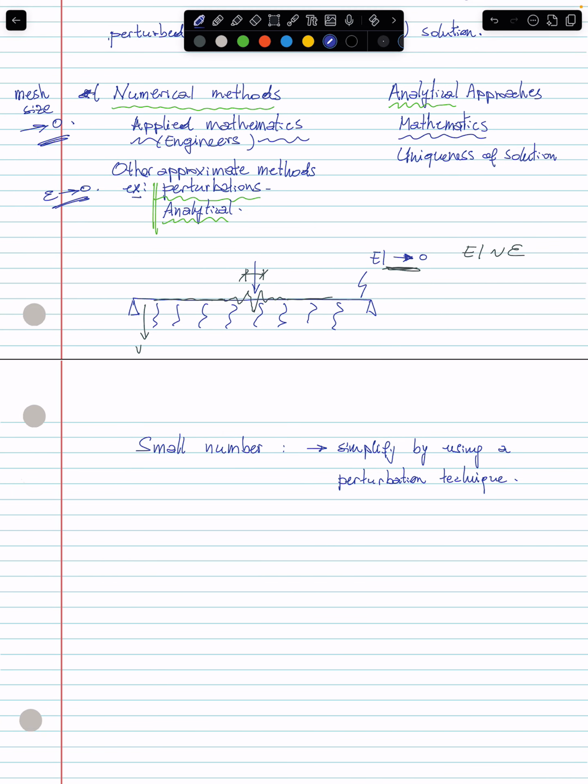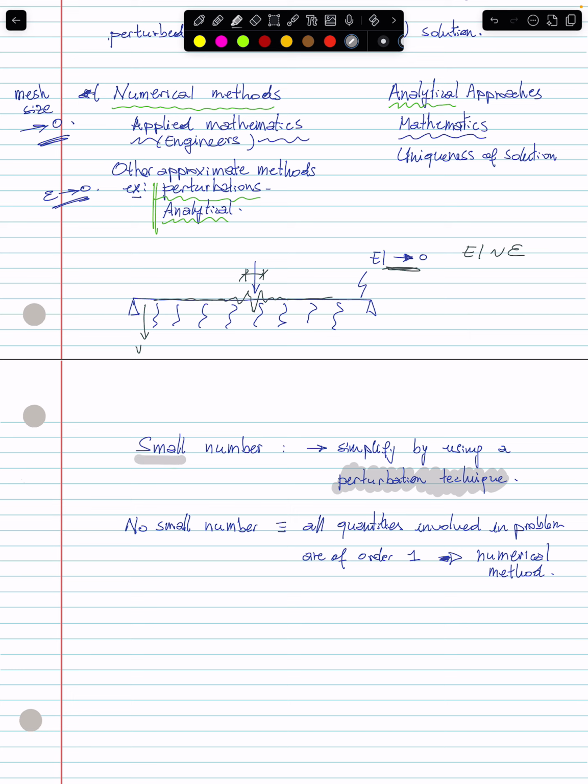On the opposite side, when there is no small number, or when all quantities involved in the problem are of order 1, then the problem is definitely well posed to be solved with a numerical technique. All right, so we see that we have two different things. Perturbation technique as soon as there is a small number in the problem, and when there is no small number, we should use numerical methods. This is how and why we can see them as two complementary approaches to problem solving.